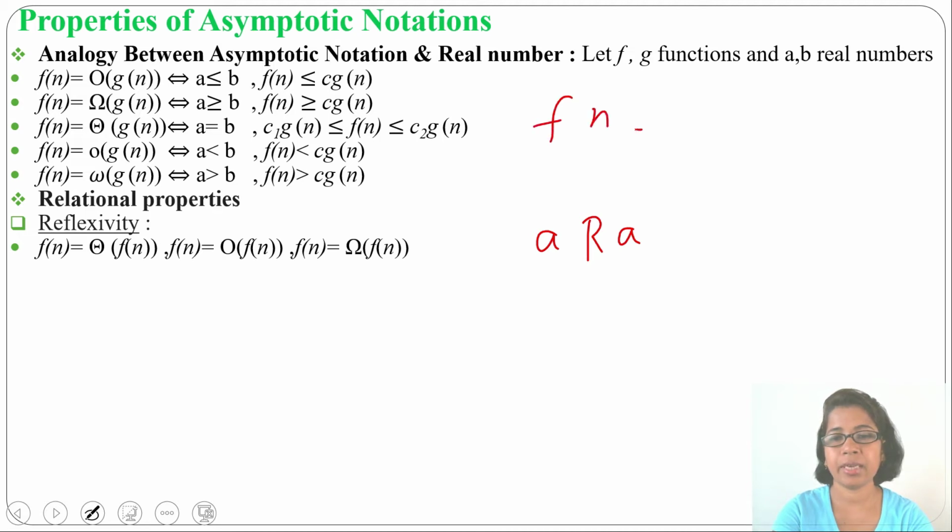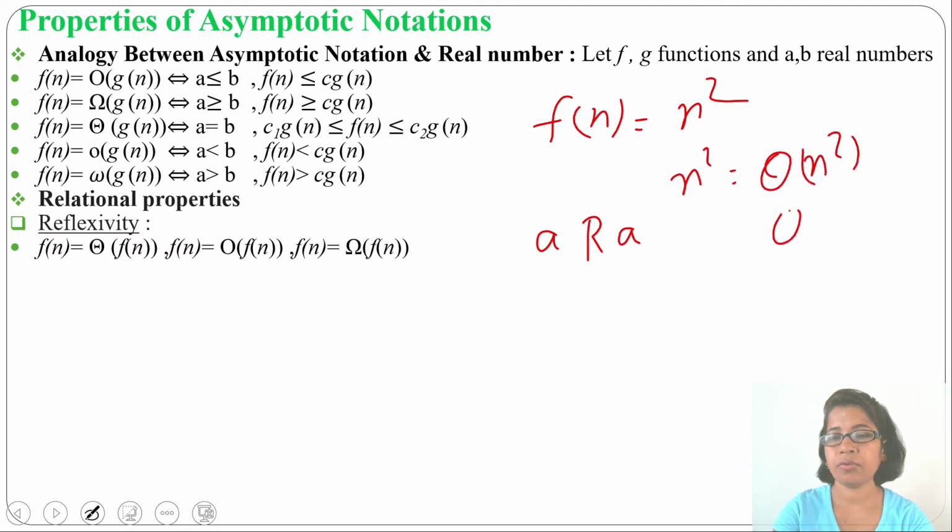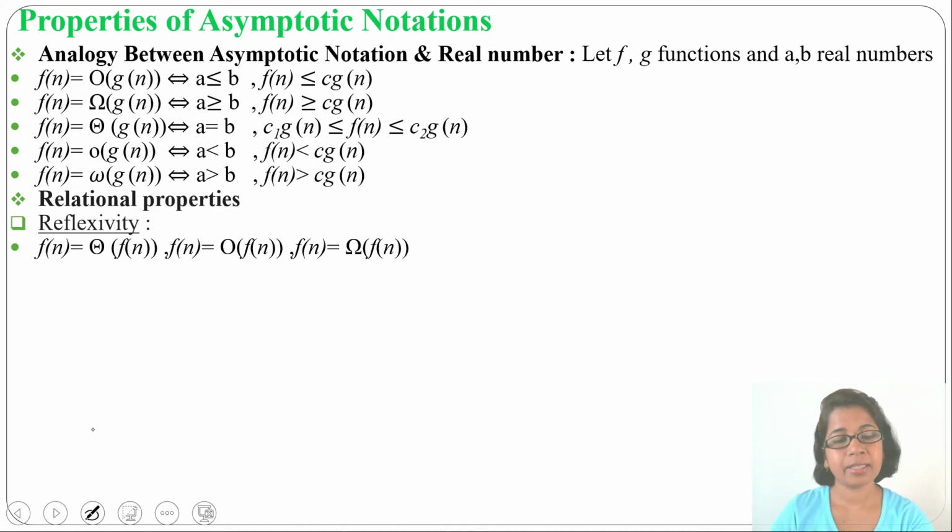Suppose f(n) equals n square, then we can write n square equals theta of n square, O of n square, or omega of n square. So one function can be theta of itself, big O of itself, or omega of itself. That is the reflexive property.